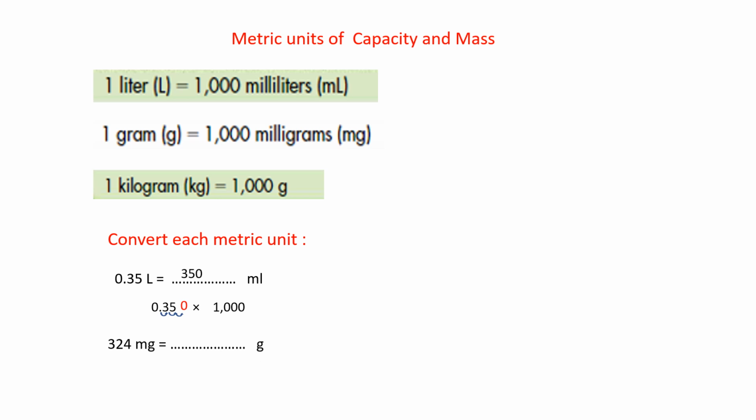How can you convert from milligrams to grams? From milligrams to grams, as you know, is from small to large. When I'm converting from a small unit to a large unit, I'll divide. So divide here by what? Divide also by 1000, because 1 gram equals 1000 milligrams. So divide 324 by 1000.